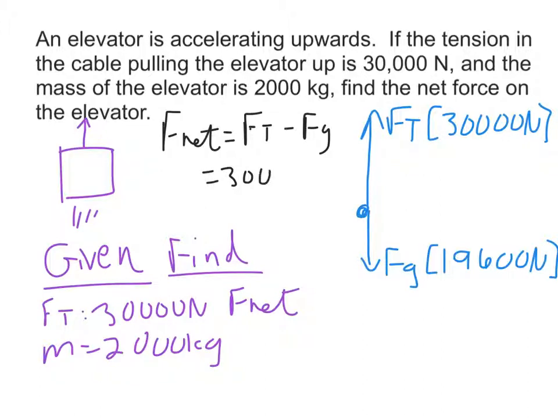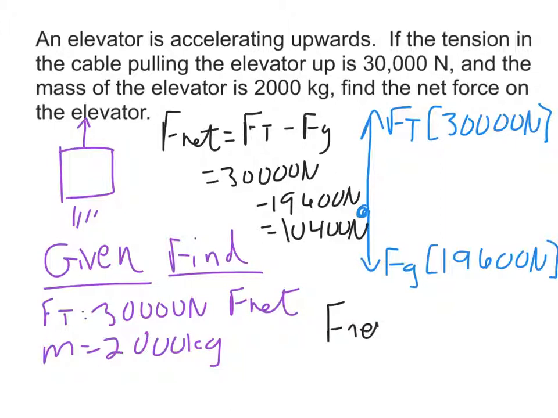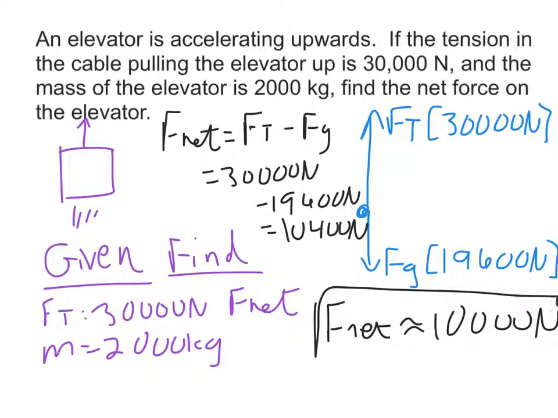This is 30,000 newtons minus 19,600 newtons. 30,000 minus 19,600 equals 10,400 newtons. Only one sig fig, so my net force is approximately equal to 10,000 newtons. So this is an example of using the force diagram to find the net force.